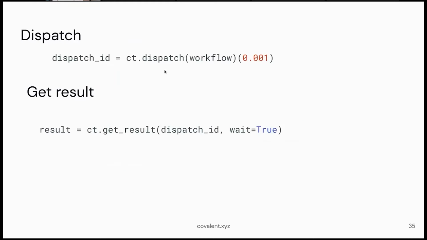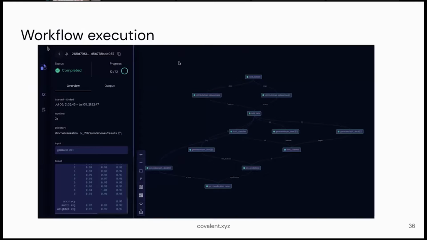So now we're going to run this workflow with a hyperparameter of 0.001. You get the result. You can see an example of what this workflow looks like here. Again, this is using the user interface. On the left-hand side, you can see the inputs and the results. So even without interacting with code, you can very quickly communicate what the results are and very quickly distill the correctness of each of these tasks and of the workflow itself.